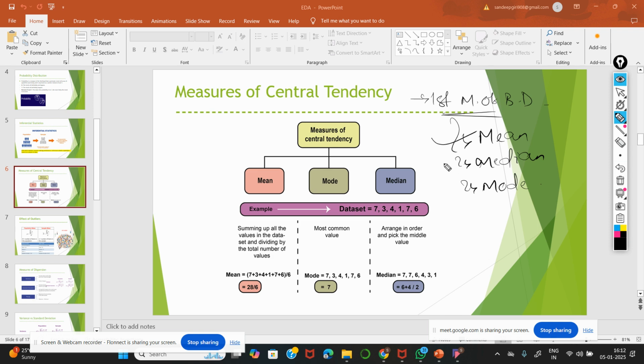Median never gets influenced by outliers. Why? Because median is simply the middlemost value. You can sort your data in ascending or descending order and find the middlemost value. That is what median is, so it never depends on the outlier. Now, what about mode? Mode is completely independent.